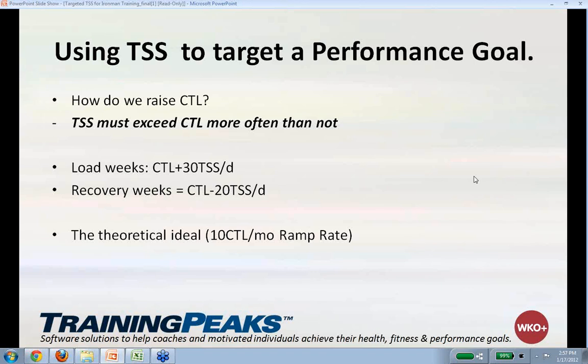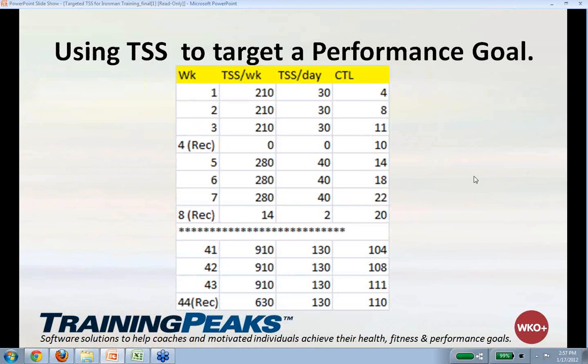Okay. So if you follow those prescriptions, it will lead to a CTL ramp rate of about 10 a month, which is what we talked about as kind of the safe ideal. So the next chart shows exactly that. We're starting from a CTL of 0 and we're loading at 30 TSS a day, and you can see what happens to CTL when we do that. Within a month, we're at a CTL of 10. Within 2 months, we're at a CTL of 20, et cetera. So that puts it into a little bit more of a practical perspective.